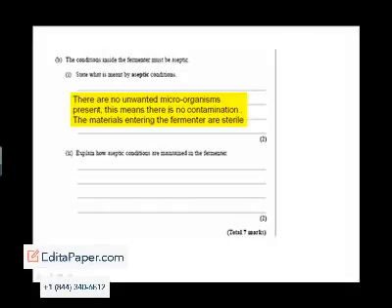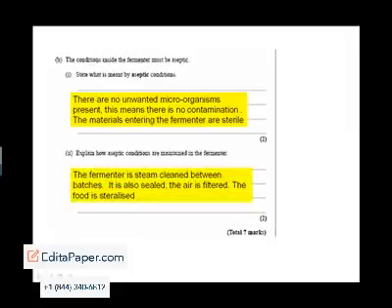Now, how are these aseptic conditions maintained? Again for 2 marks. First of all, the fermenter is steam cleaned between batches. It's also sealed, the air is filtered, and the food is sterilised.